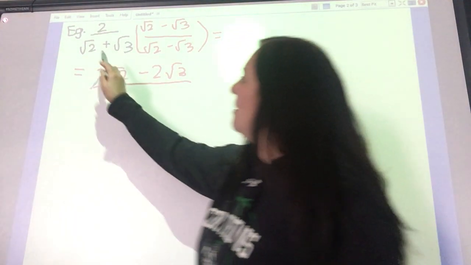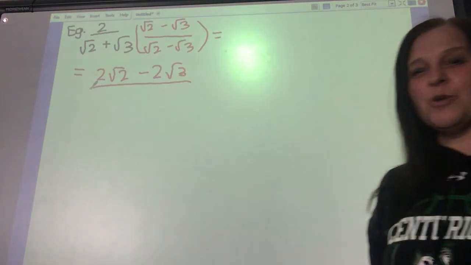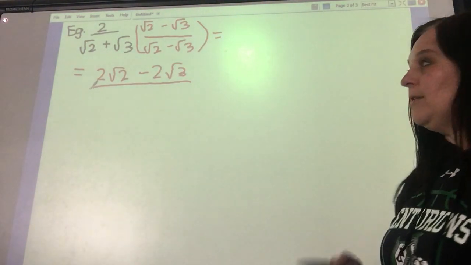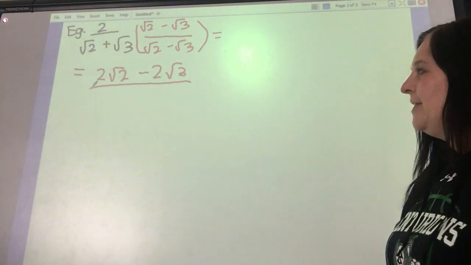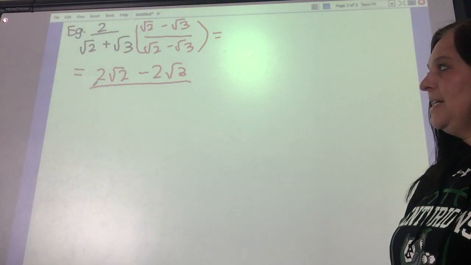Now the denominator, a binomial by a binomial, distributive property, or some teachers call it FOIL, first, outside, inside, last. Some teachers make a chart. It's all the exact same method. You just distribute each term to each term.